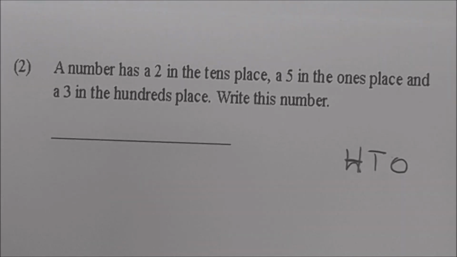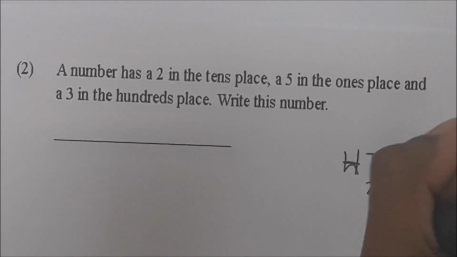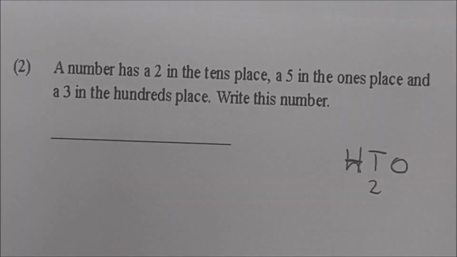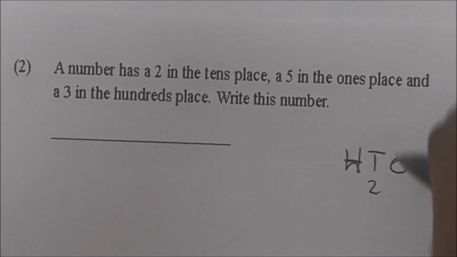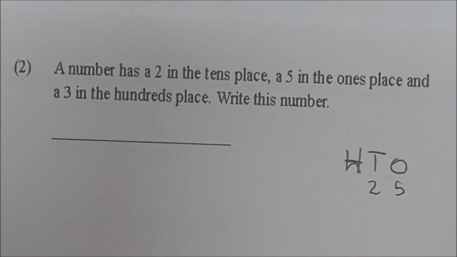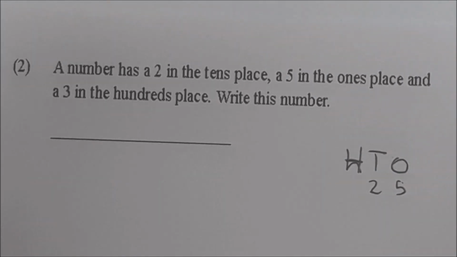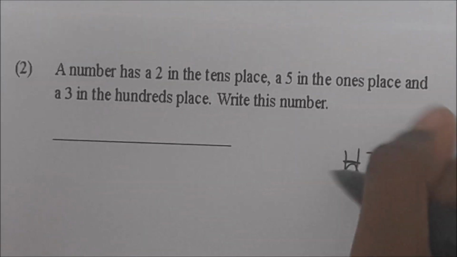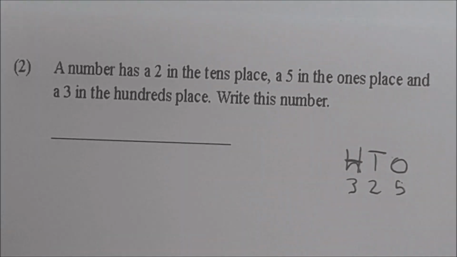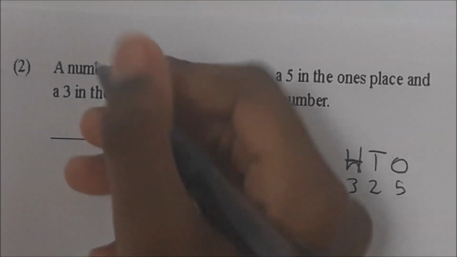A 2 in the tens place. Where would you put the 2? Why did you put the 2 there? Because the 2 is in the tens place. Good. 5 in the ones place. And 3 in the hundreds place. Call the number for me. 325. Very good. 325. Write it on the line.